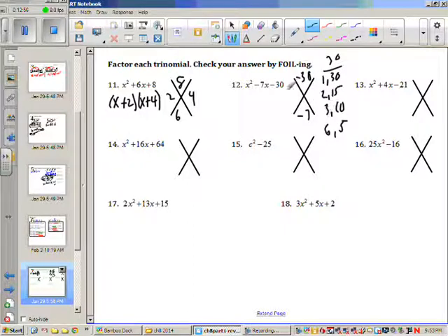Or 5 and 6. When one's positive, one's negative, we're basically looking for a difference that adds up to 7, or in this case, negative 7. So the bigger number is going to be negative. And which of these two factors adds up to a difference of 7, or in this case, negative 7? The 3 and the negative 10, giving us x plus 3, x minus 10. If you FOIL that out, it should end up the same. Try 13, similar problem. You have a negative for the end term, but it's positive, so the bigger number should be positive.